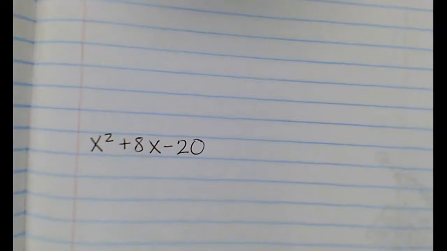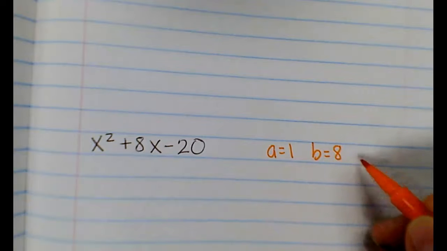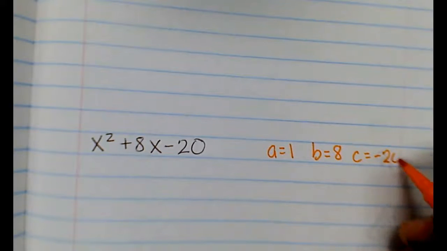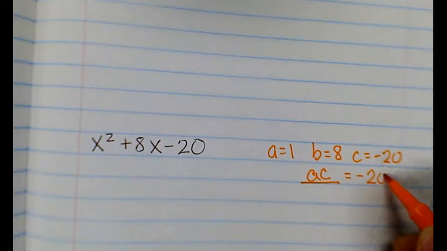If you have a trinomial, the first thing you look for is a GCF. Does this have one? No. Then you figure out the A, the B, and the C. You multiply the A times the C. The A times the C would be negative 20.